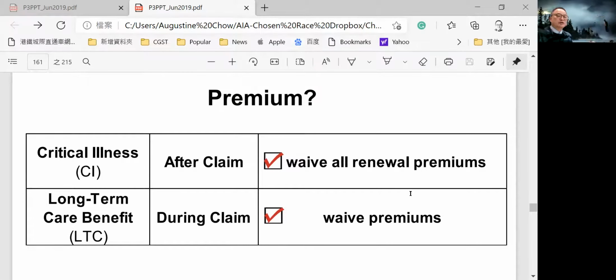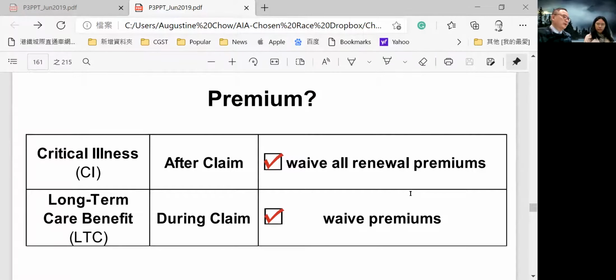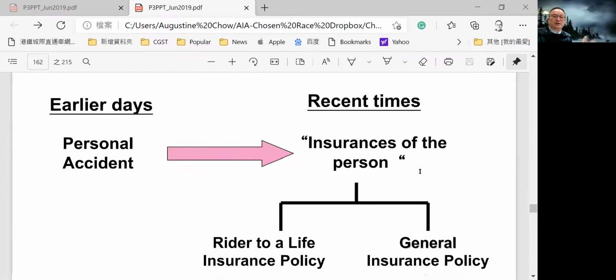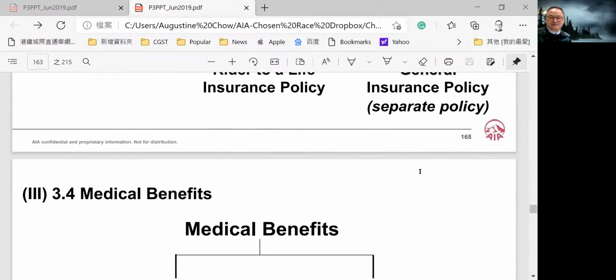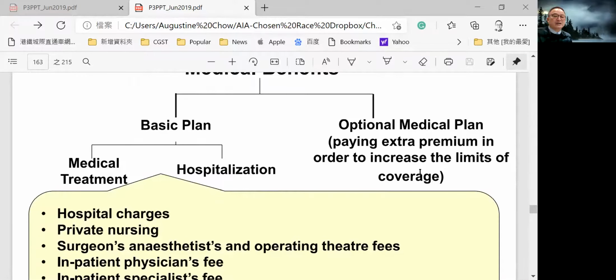Okay, for critical illness, after the claim, no more premium payment. So if you don't have the second payment, third payment, you don't need to pay the premium anymore because you have paid up the premium. But you will still have the benefits unclaimed entitlement to you as long as you live. The premium is paid here before the payment is completed. All the future payment will be waived, renewals will be waived. So better to get it, right? Yeah, in the long term. Okay, medical benefits.